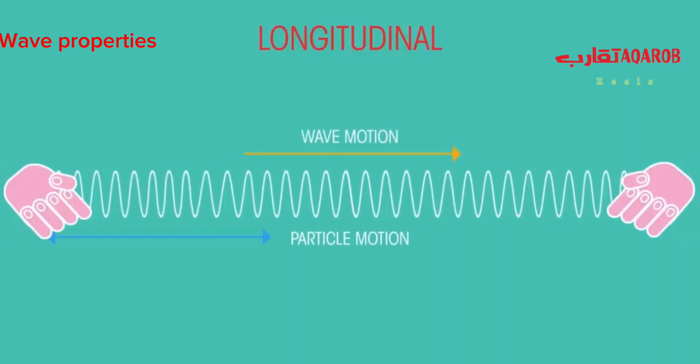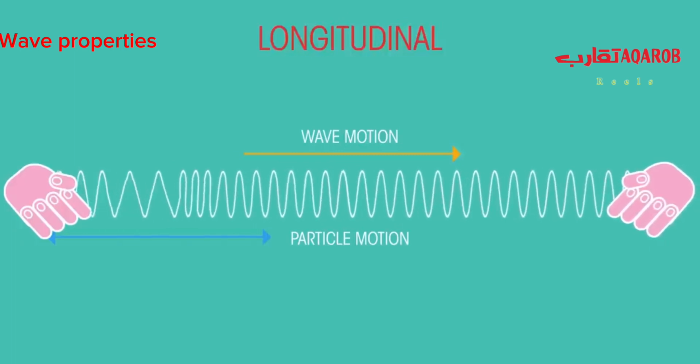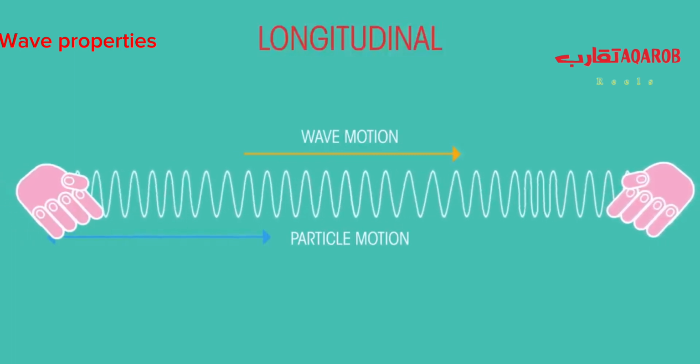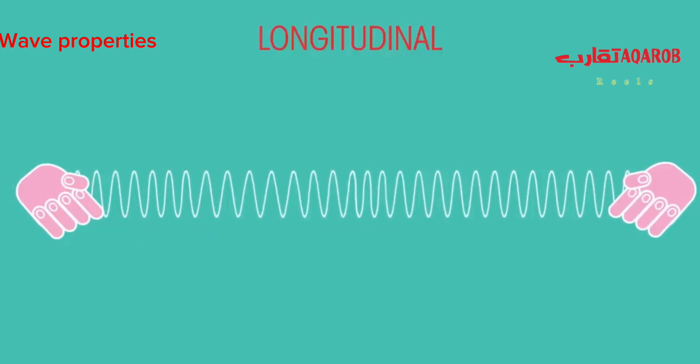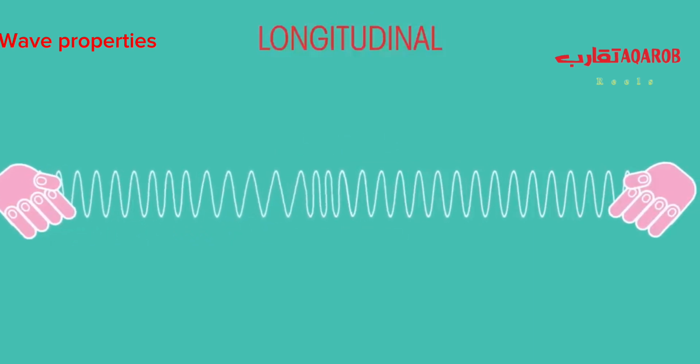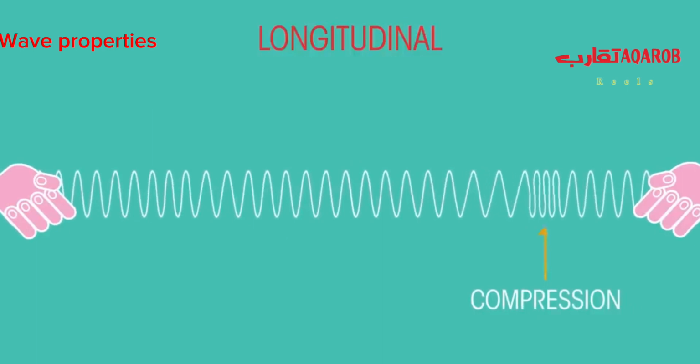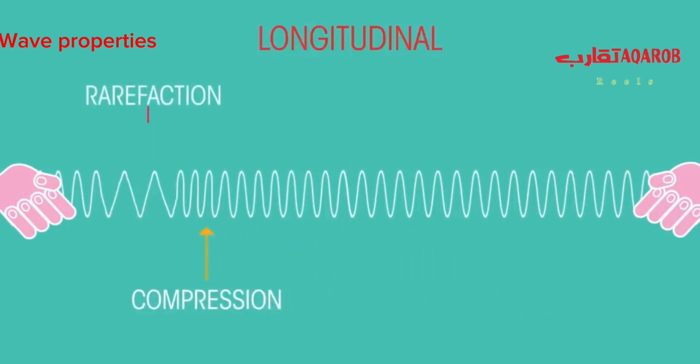Notice that the ends of the slinky don't ever leave the hands holding them. It's only the energy that travels. The places where the coils or particles are bunched together are called compressions. Where they are furthest apart are called rarefactions.